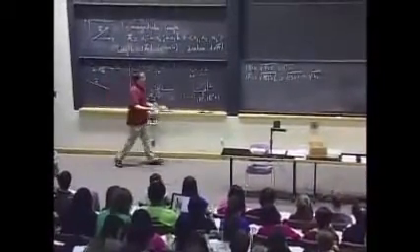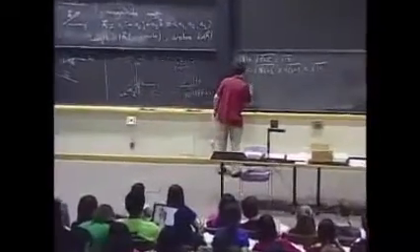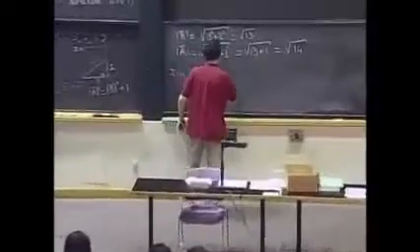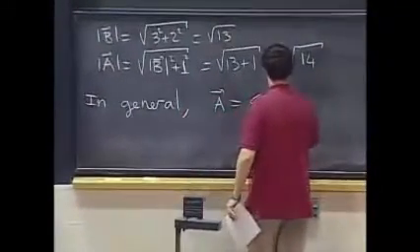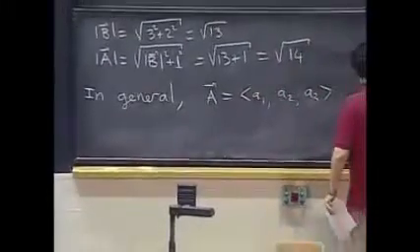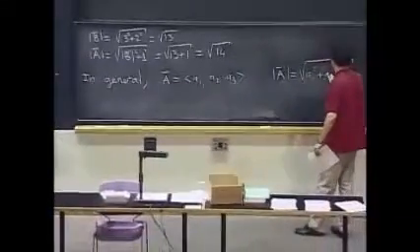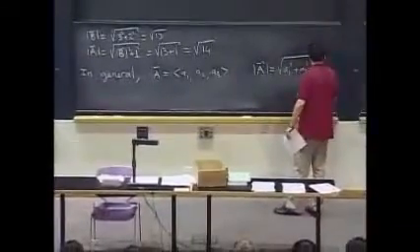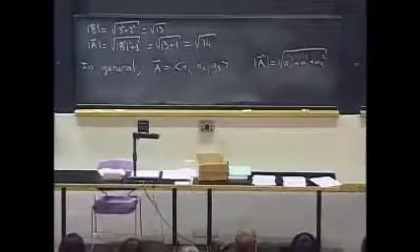Okay, so the general formula, if you follow what we did: if we have a vector with components A1, A2, A3, then the length of A is the square root of A1 squared plus A2 squared plus A3 squared. Any questions about that?